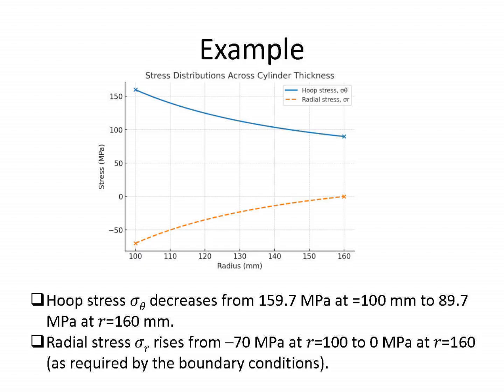On the horizontal axis, we plot the radius, and on the vertical axis, we plot stress. The hoop stress curve slopes downward from the inner radius to the outer radius, while the radial stress curve slopes upward from negative pressure to 0.